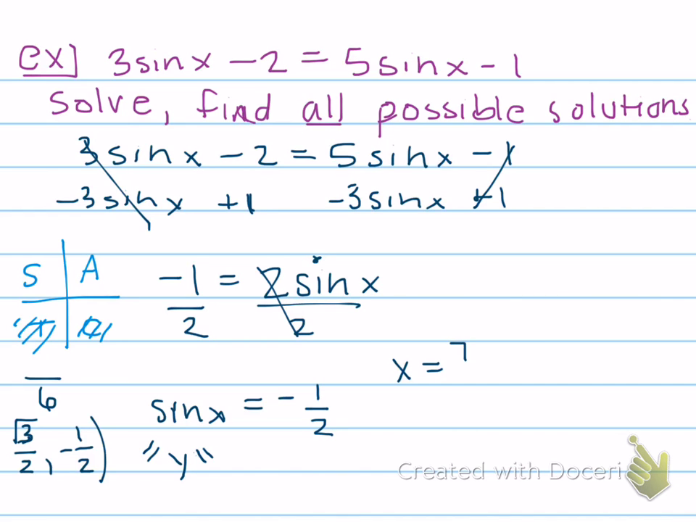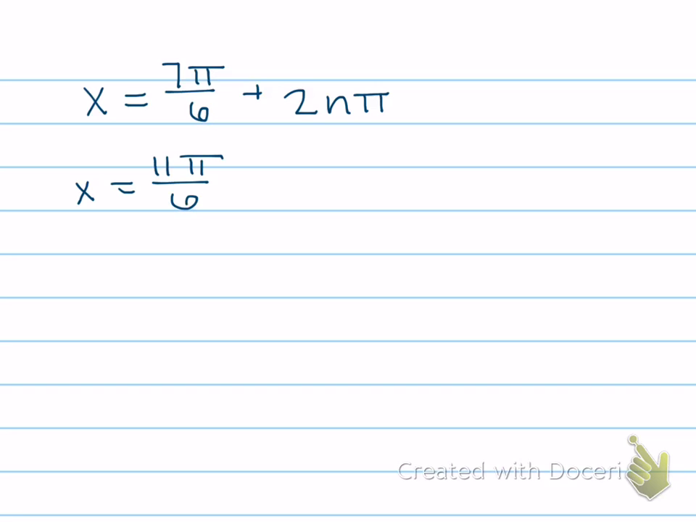So that means I'm dealing with 7 pi over 6, because that's right past this pi mark right here, and 11 pi over 6, because that's right here less than 12 pi over 6, which is 2 pi. Now, the way we write our final answer, I'm going to go to the next screen, is x equals 7 pi over 6 plus 2n pi. And then we write x equals 11 pi over 6, also, again, plus 2n pi.